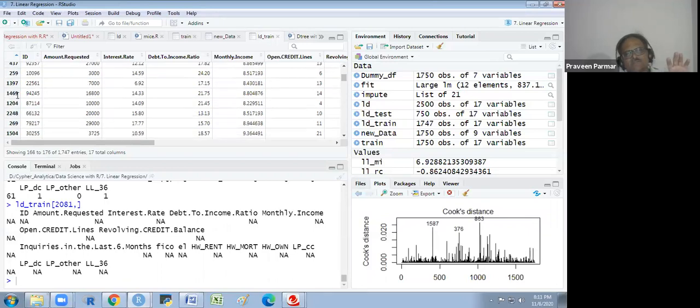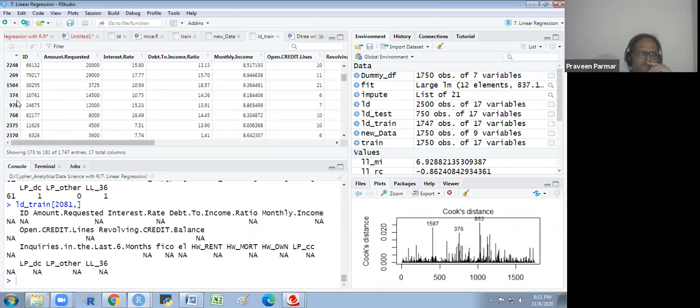It is not the indexing of this data frame. Basically, this indexing is from our training data set, but we have got the old indexing over there, and that we partition it. Okay, that indexing is there. So 1587.